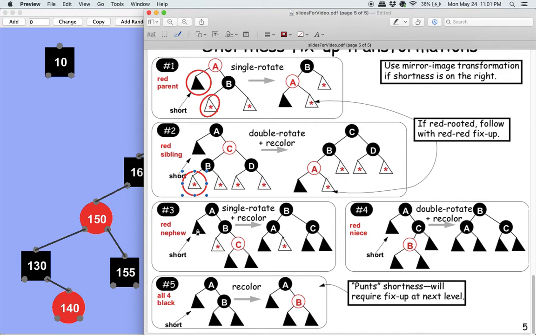So in this case, I look at the parent, it's black. I look at the sibling, it's black. But I look at the nephew, and the nephew is red. And in this case, what we do is we color the nephew black from red and just do a single rotation. And that takes care of the problem. And so we go from there to there.